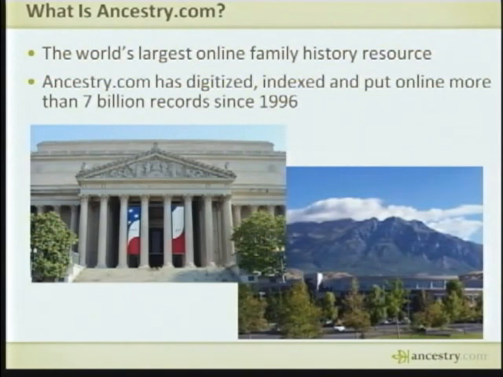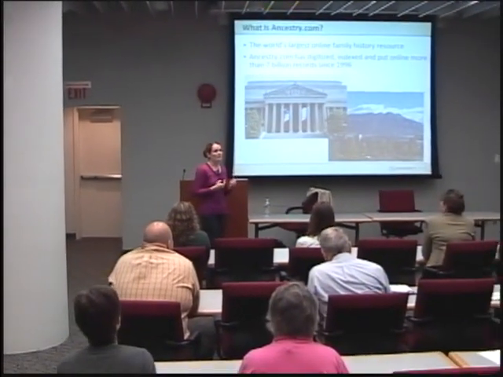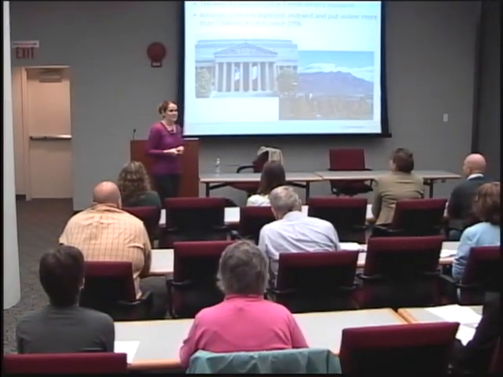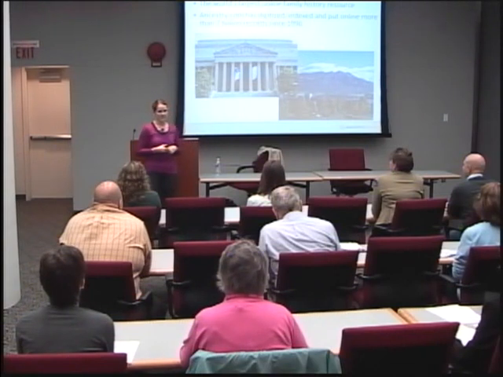So the first thing, what is Ancestry.com? We are the world's largest online family history resource. We have more than 7 billion historical records, and that's not just NARA records. That's records from across the country and around the world. Many of those records are NARA records. So we've actually been putting records online for 15 years. Does anyone know, off the top of their head, what the first Ancestry.com database was? Anyone? Well, it went online in November of 1996, and it was the Social Security Death Index.